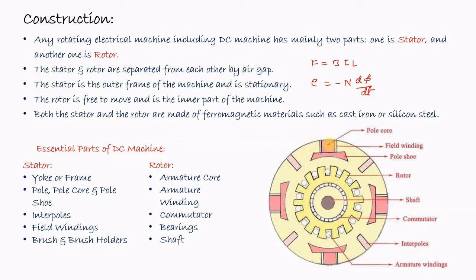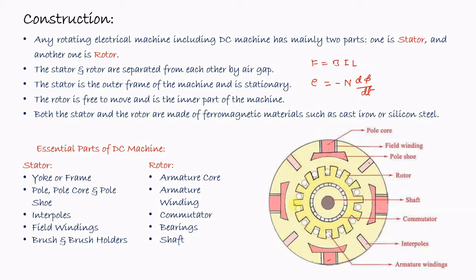The poles are connected with the frame in the inner side of the machine, and at the end of the pole, the cross section area is a little bit more compared to the cross section area of the pole. This is called the pole shoe. Here, these are called the interpoles. These are the main poles. So there are four main poles, and in between the main poles, there are some small size poles, which are considered as the interpoles.